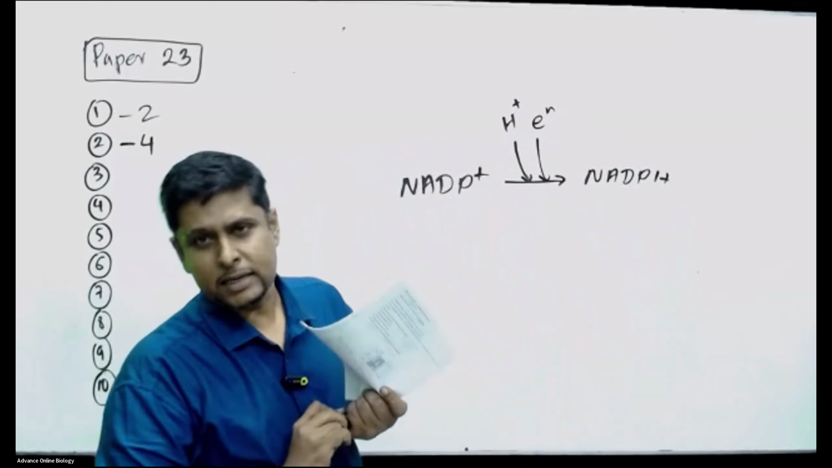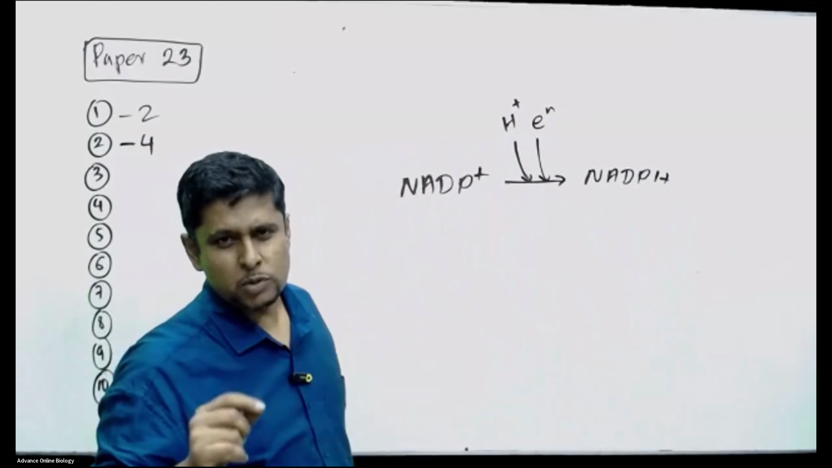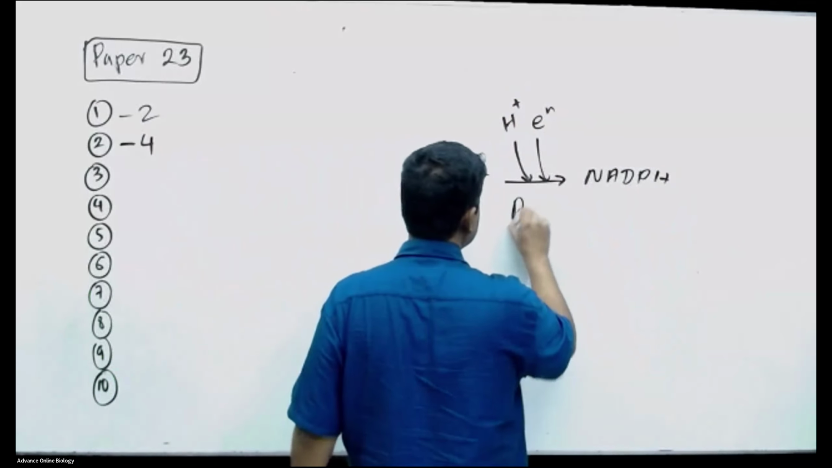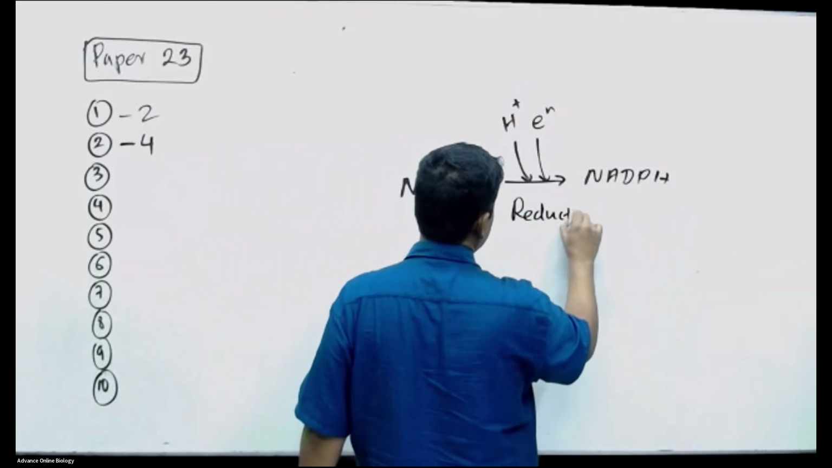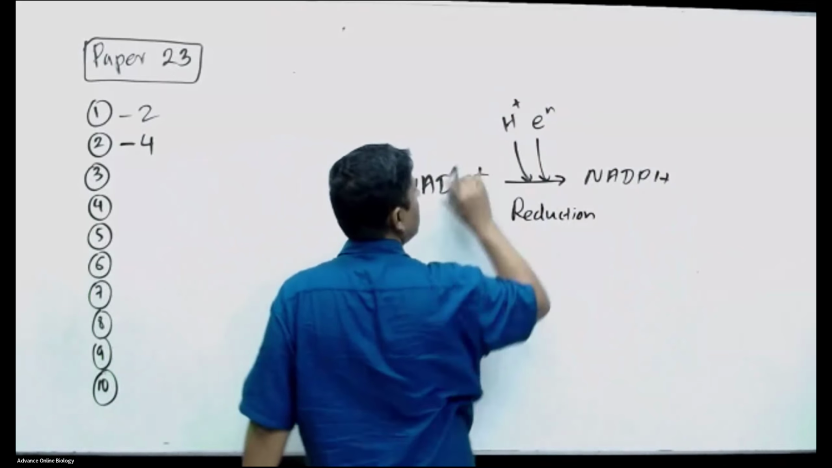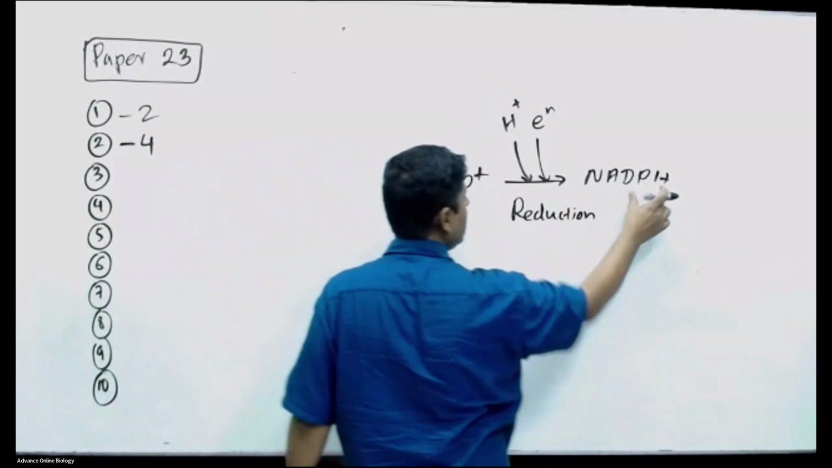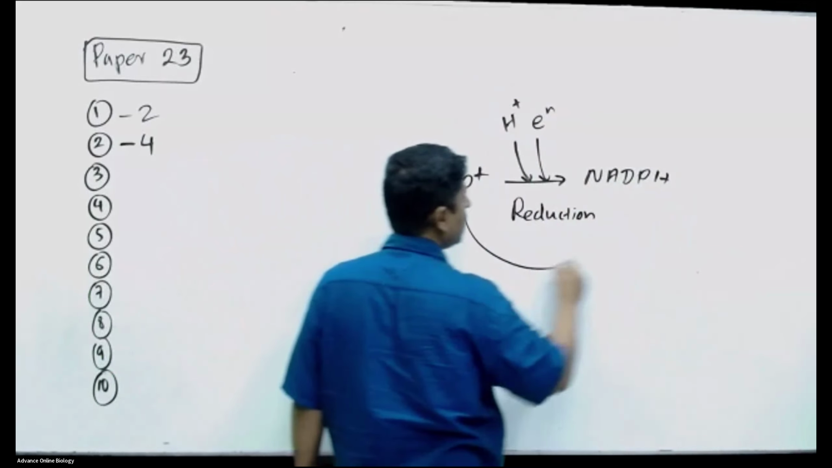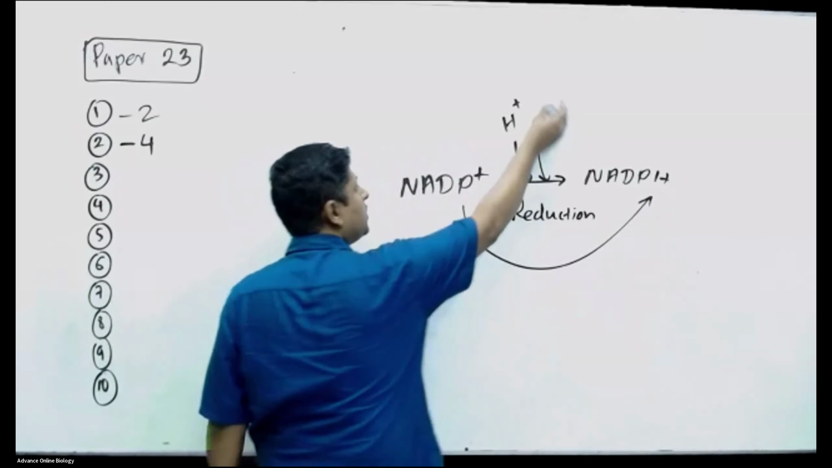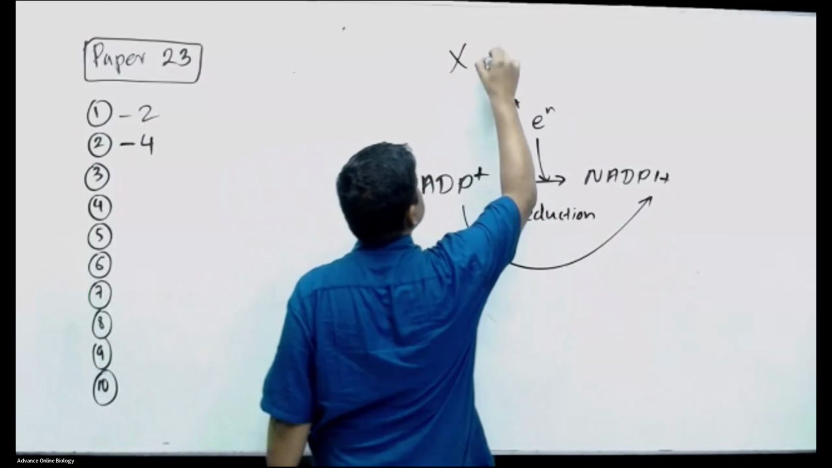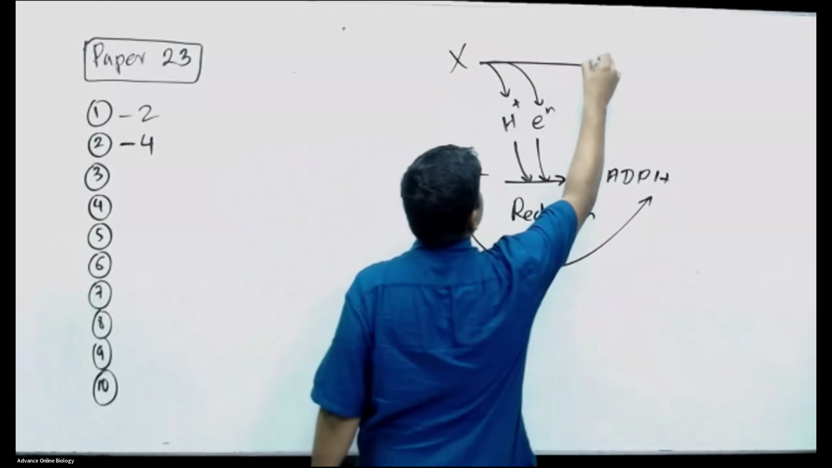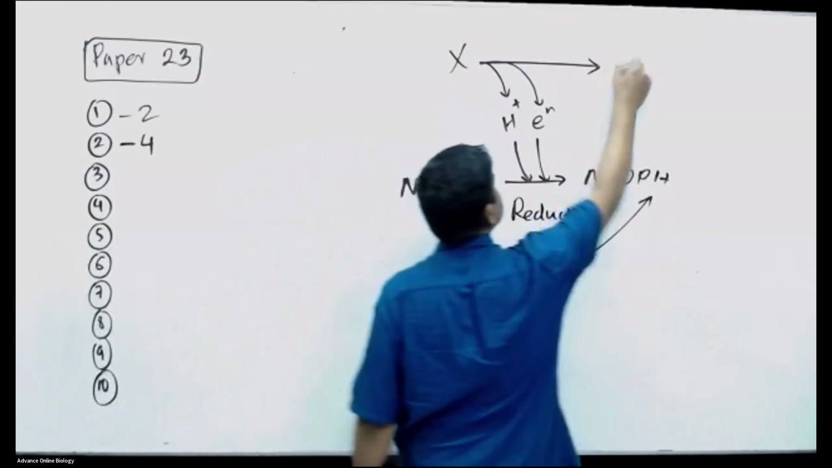When something absorbs hydrogen and electrons, this is a reduction reaction. So what happened? When NADP plus becomes NADPH, it undergoes reduction. So someone has to give electrons. Let's take X as donating electrons and H plus to transform into something else.